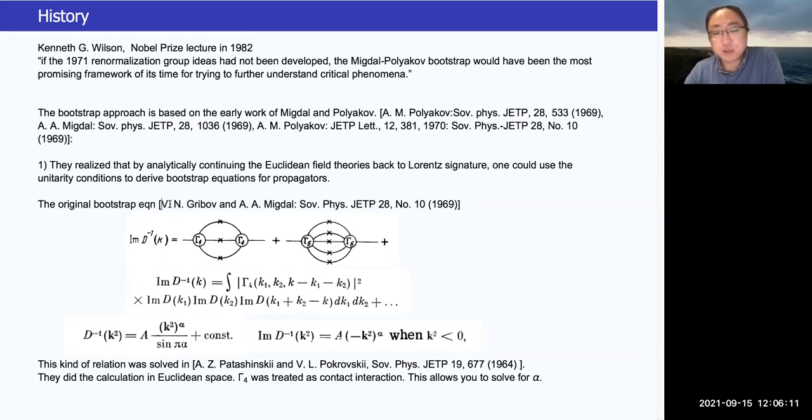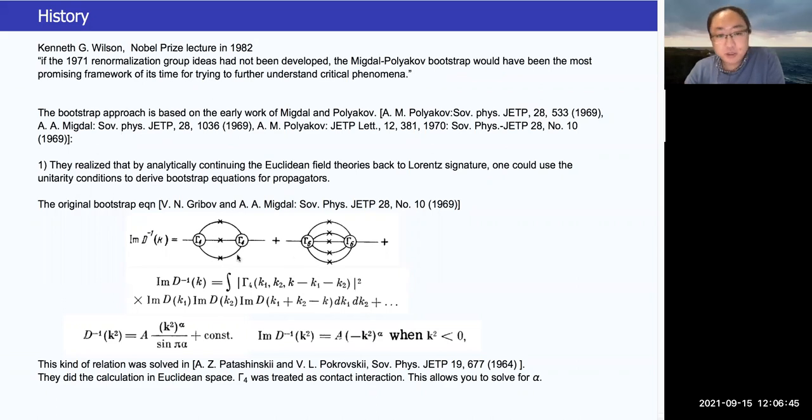It's based on an earlier work by Gribov and Migdal, which was working on quantum field theory at that moment. And the connection between Euclidean and Lorentz signature was probably clear, as it has a longer history. But what was realized in this paper was that you can indeed use these conditions to derive important self-consistent conditions for your correlators, essentially.